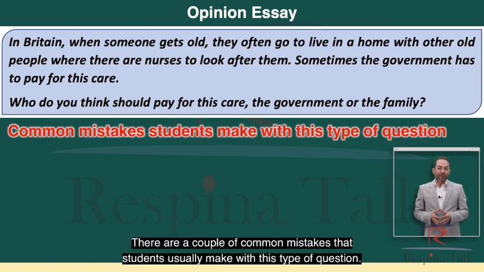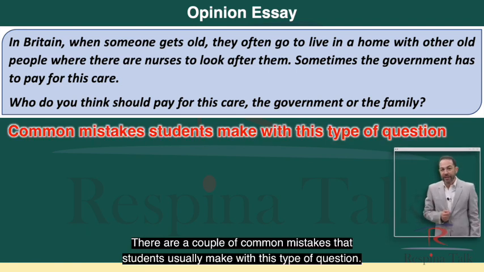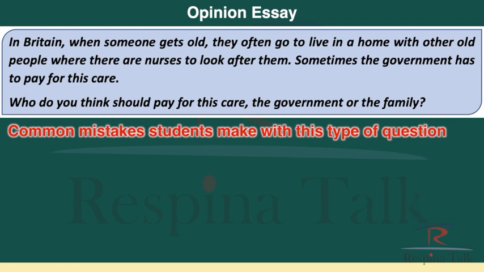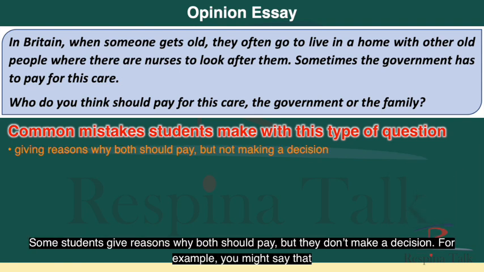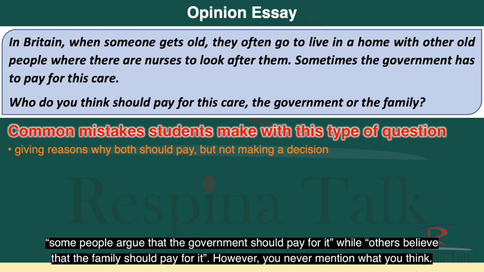There are a couple of common mistakes that students usually make with this type of question. Some students give reasons why both should pay, but they don't make a decision. For example, you might say that some people argue that the government should pay for it, while others believe that the family should pay for it. However, you never mention what you think.